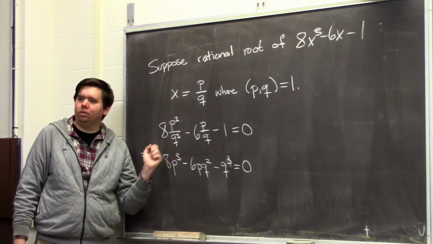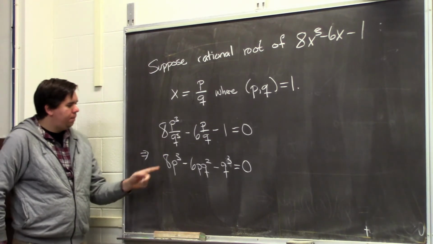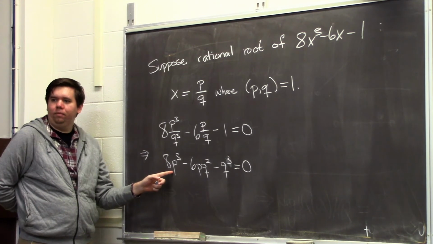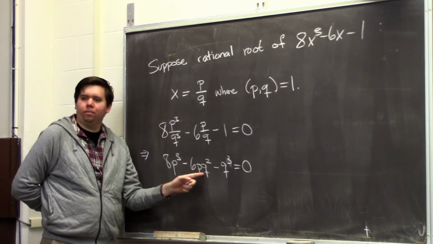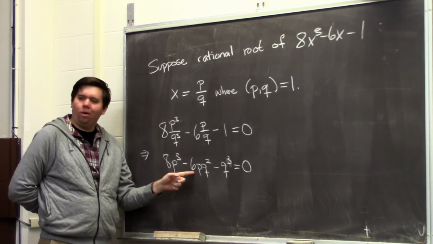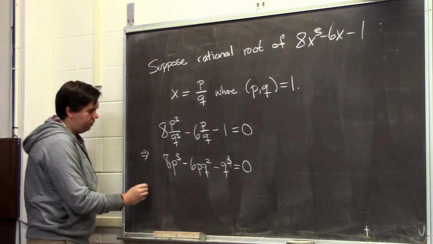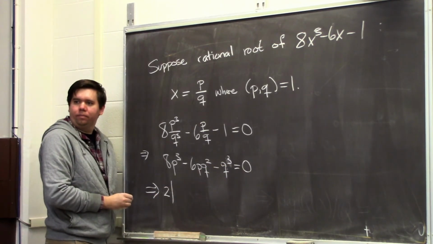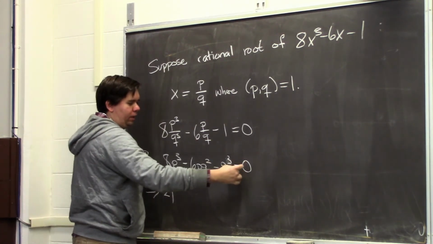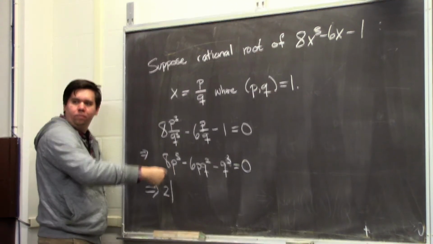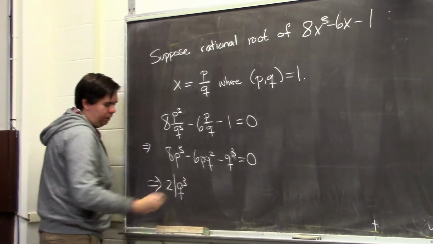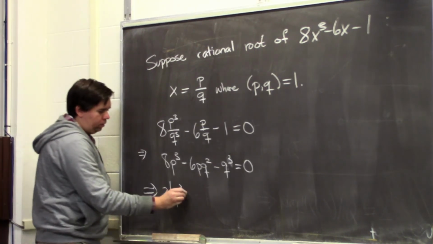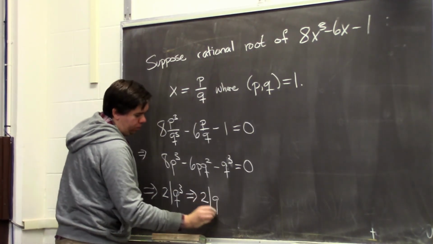Let's think about this relationship. 2 divides the first term, and 2 divides the second term, because this is a multiple of 2 and this is a multiple of 2. Hence, 2 must divide the last term. You can just move the q cubed over, and you get q cubed as some even expression. And so q cubed is even. But the only way for q cubed to be even is if q is even. So that means 2 actually divides q.